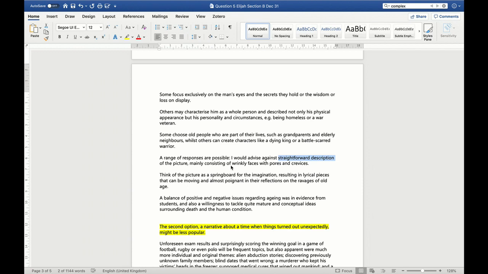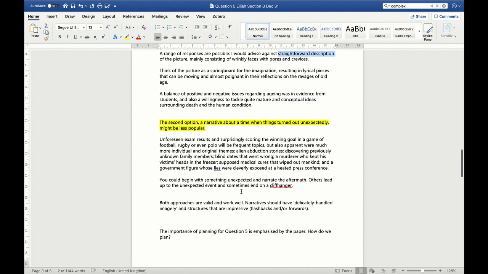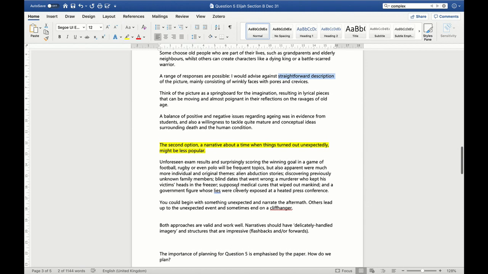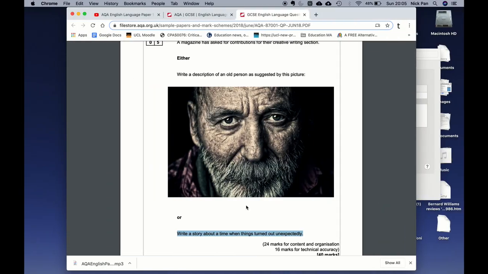Commit quickly to what you're going to write about and try and think about it in terms of when you're planning a beginning, a middle, something dramatic that will captivate the examiner's attention and something that resolves nicely. It doesn't necessarily have to. You may choose, for example, to write just about your granddad and your granddad's favorite thing in the world. So your granddad at the allotment, write a description of an old person suggested by this picture.